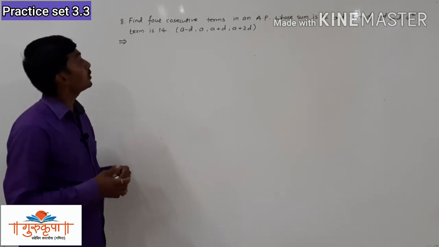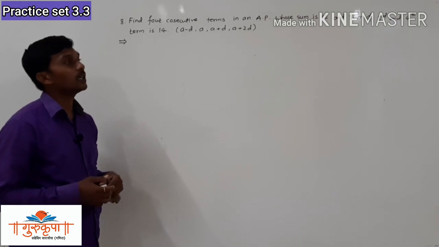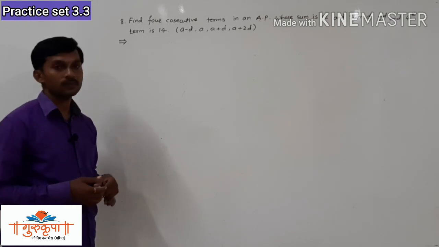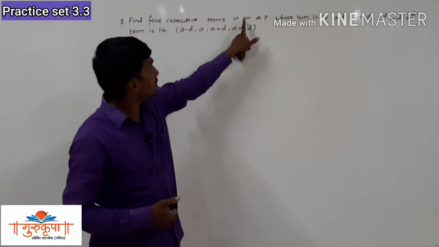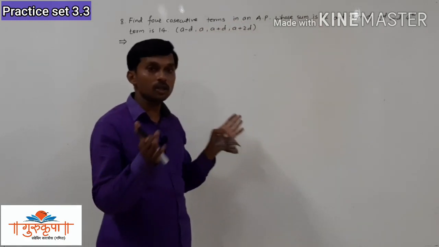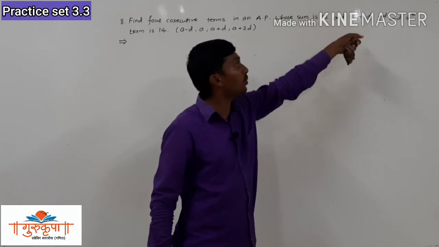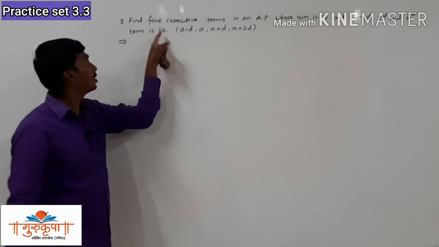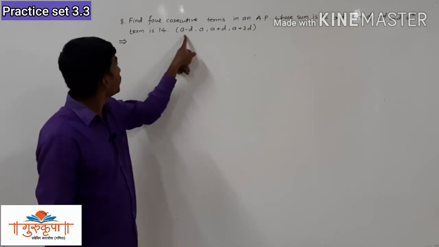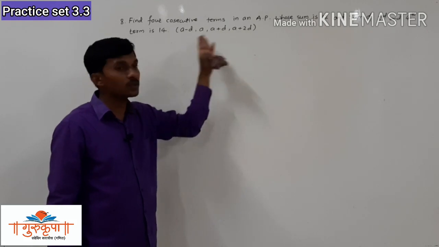The question is, find 4 consecutive terms in an AP whose sum is 12 and sum of third and fourth term is 14. Here in the first information we have been given that the sum of all the terms is 12, the sum of all the 4 terms is 12. And in the second condition we have been given the sum of only the third and fourth term is 14. Then find all these 4 terms.